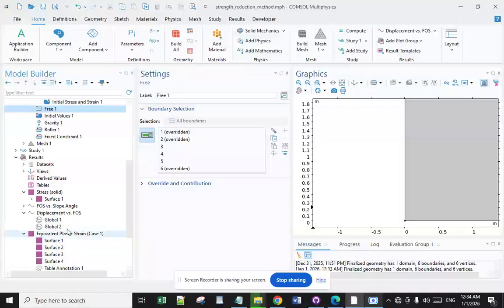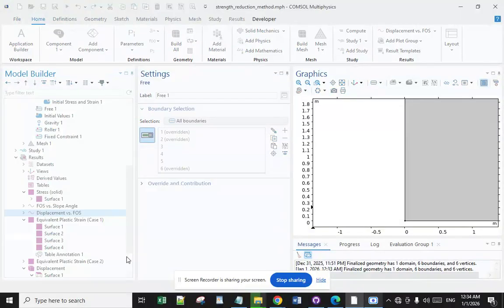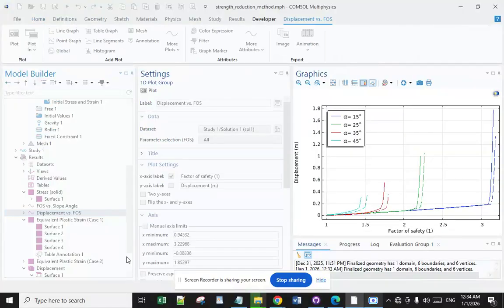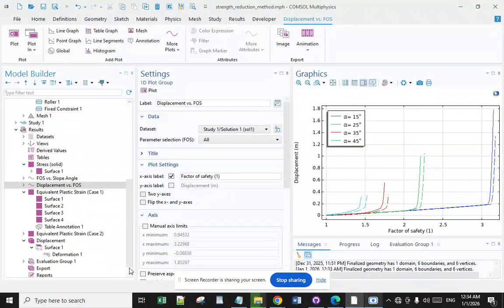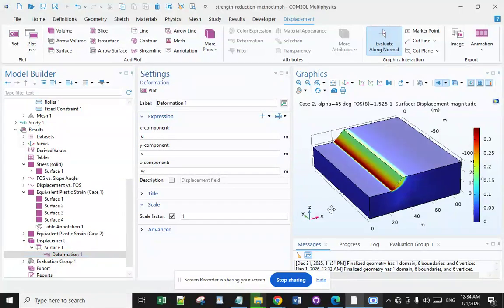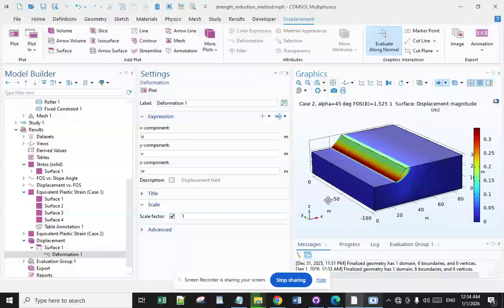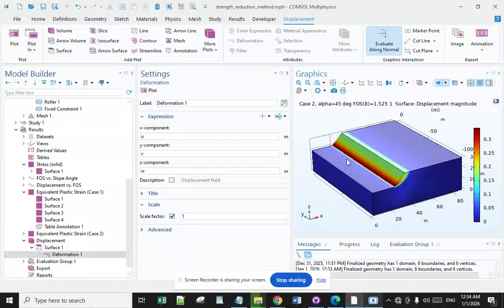As a result, we can see the displacement versus FOS plot, and also the deformation in a three-dimensional section. And you can see this is a dam, and the bottom side is fixed, constrained, and you can see the slope in this section of the dam.